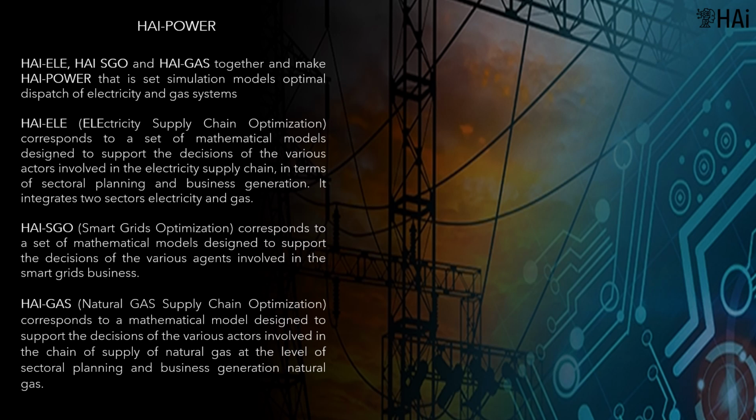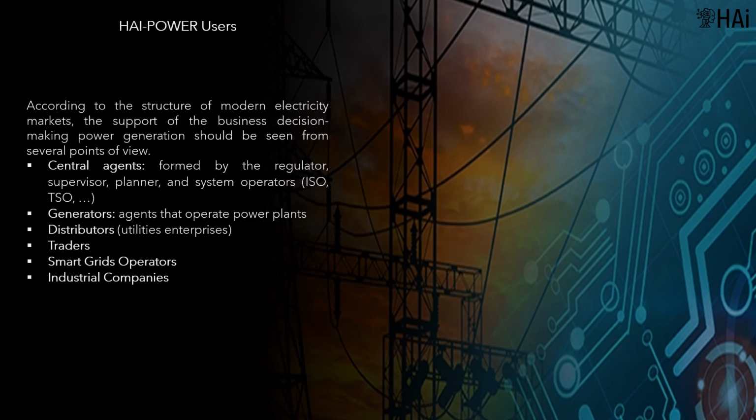HighSGO, smart grids optimization: models designed to support the decisions of the various agents involved in the smart grids business. HighGas, natural gas supply chain optimization: models designed to support the decisions of the agents involved in the natural gas supply chain. According to the structure of modern electricity markets, the support of business decision-making in power generation should be seen from several points of view. Central agents, formed by the regulator, supervisor, planner, and system operator. Generators, agents that operate power plants. Distributors, utilities enterprises. Traders, smart grids operators, and industrial companies.